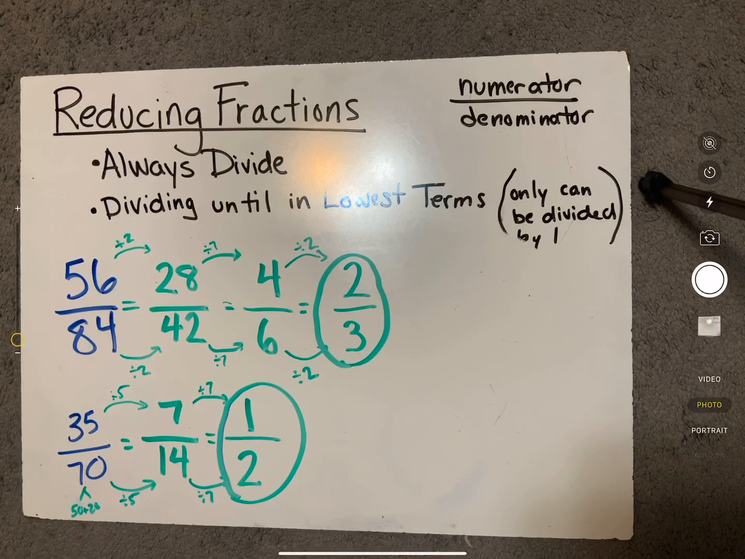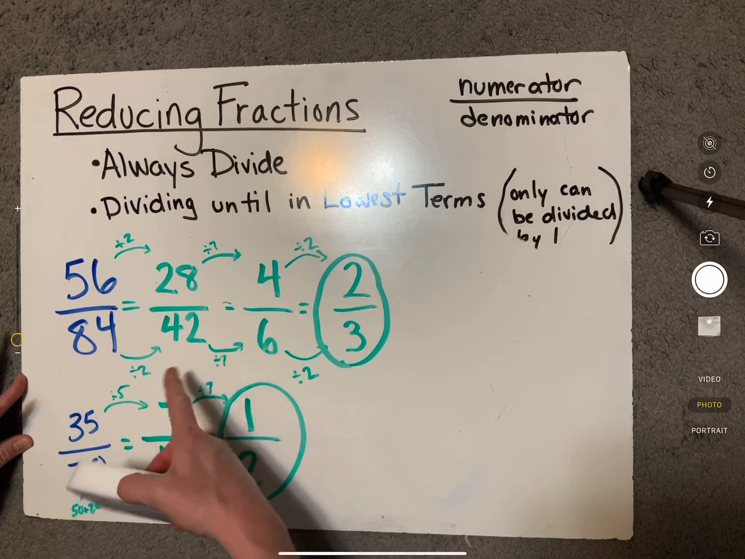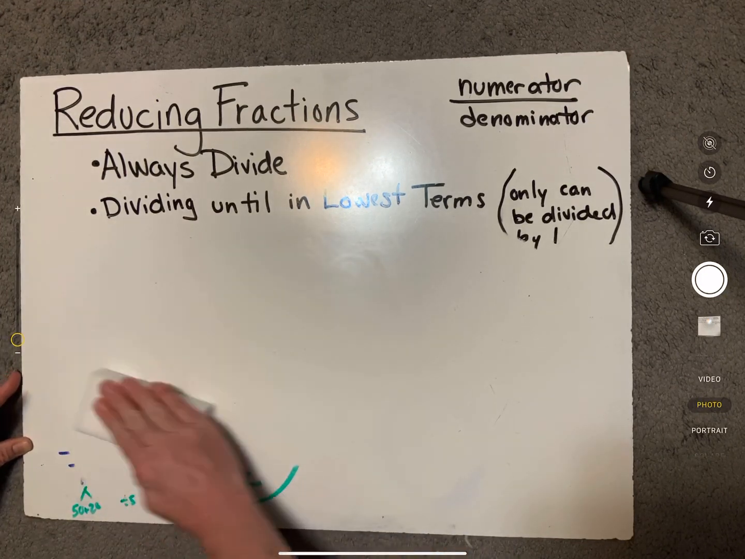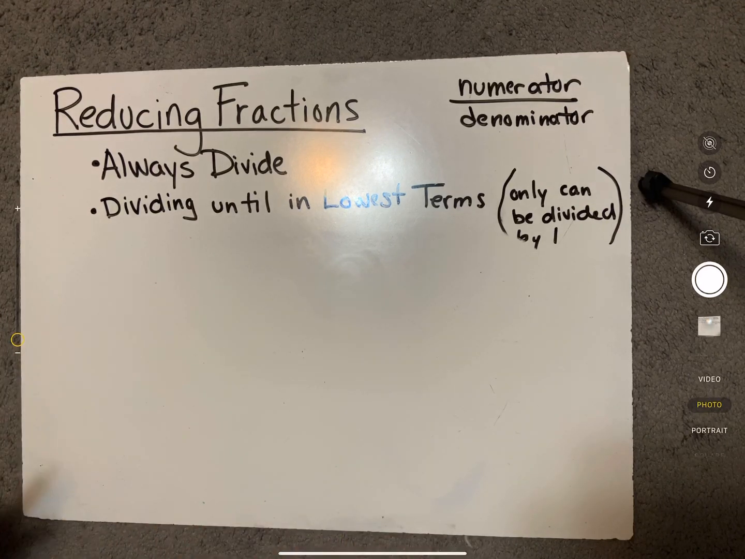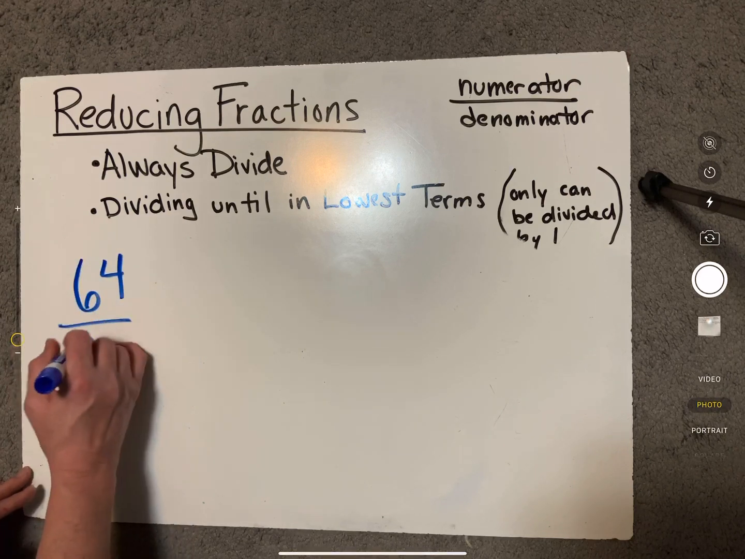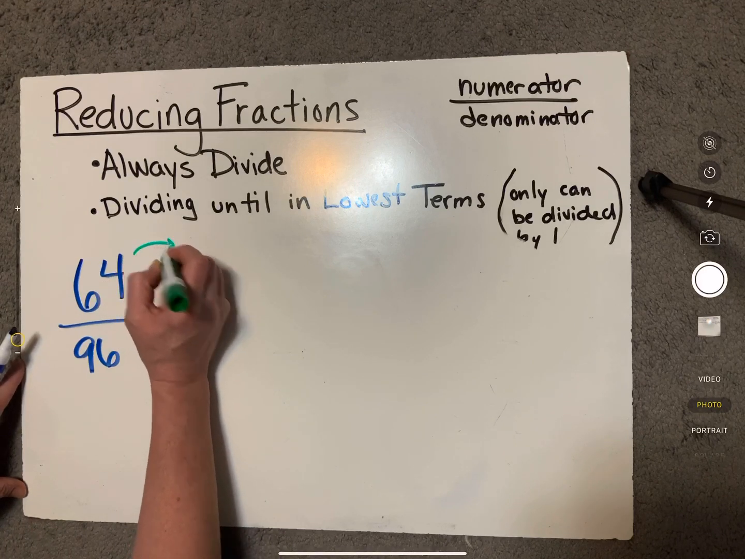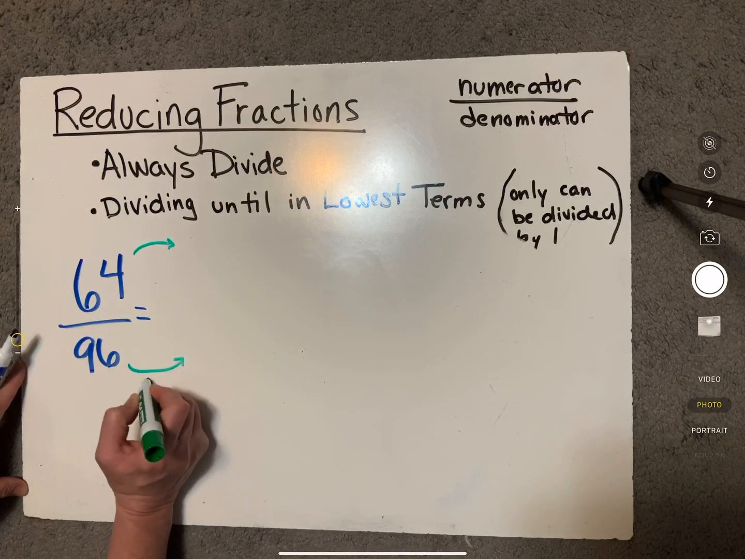So when you get these bigger numbers, don't panic. Just take little bites out of them. Sometimes that's the best way to get numbers that are going to be a little more familiar. So take smaller bites. Don't try to take it all in one big gulp. Let's do 64/96. So 64 and 96, I could divide these by 2 because they're both even.